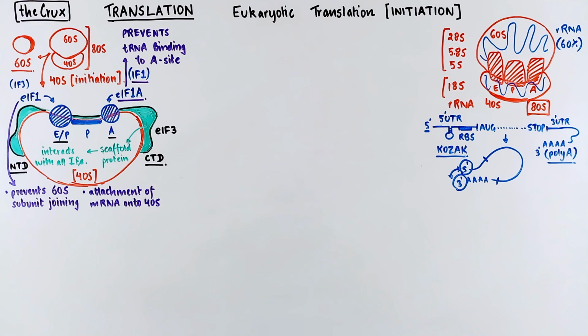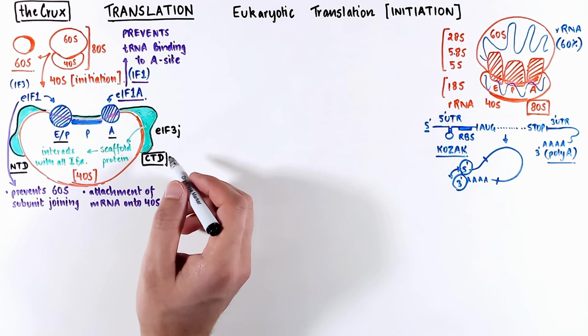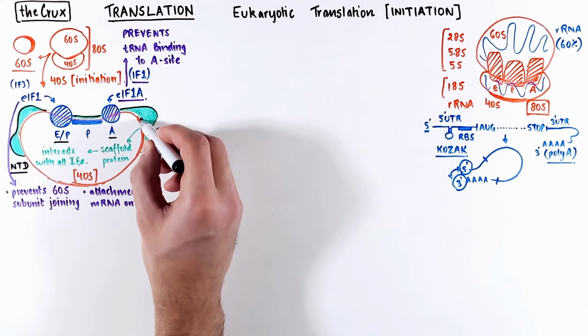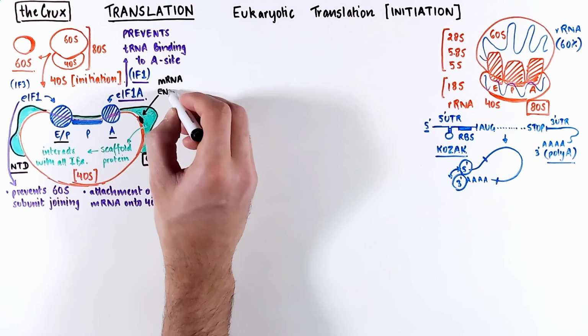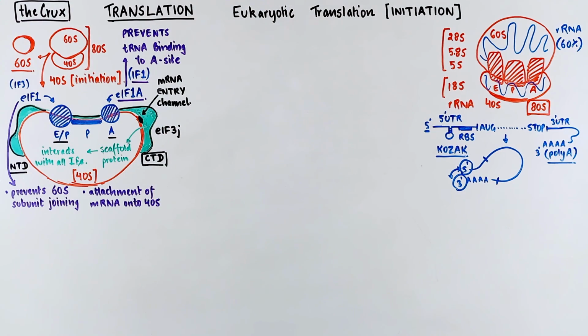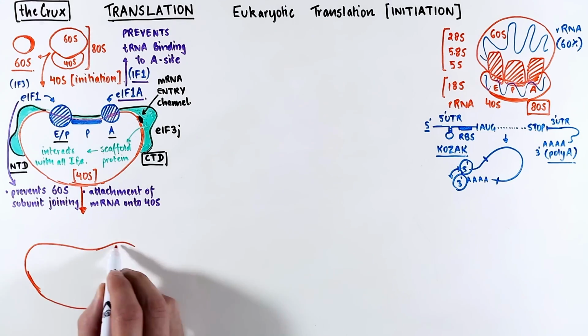The one interaction regarding eIF1-3 that I would like you to note is that the initiation factor 3 subunit J, also called eIF3J, which is part of the C-terminal domain, contacts the 40S subunit to define the mRNA entry channel. So after these three initiation factors assemble, the 40S subunit is ready for the next step.